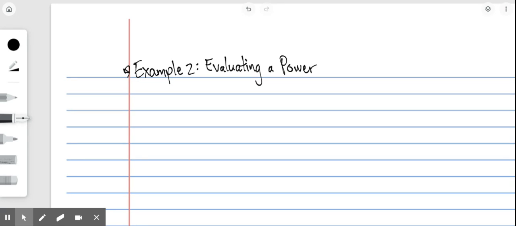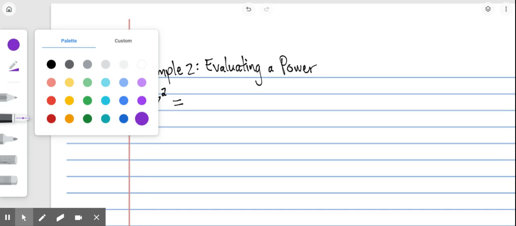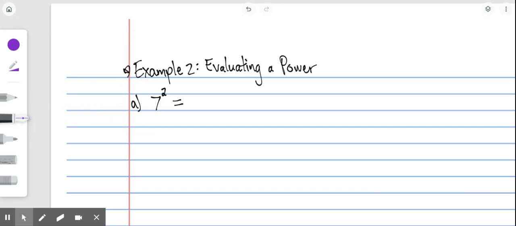For example 2, we're going to talk about finding the value, or evaluating. We're going to start with example 2a, which is the power 7 to the second power, or 7 squared. This one has a special name. It's called 7 squared. In order to evaluate, I want to figure out what the value is. That means I want to figure out what the answer is. This is where I'm looking for an actual answer. In the last video, you weren't looking for an answer. You were just looking for a way to rewrite it so that it was easy to understand. In this one, we're looking for an answer.